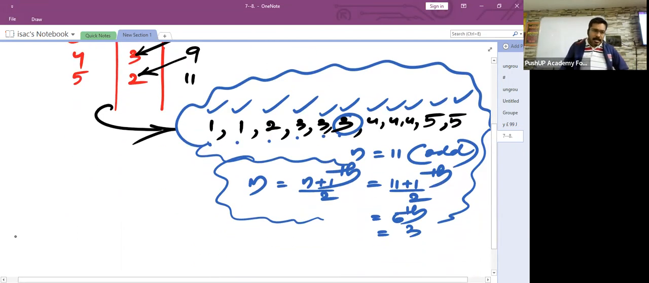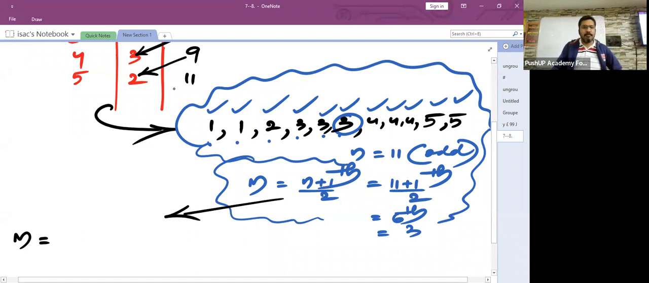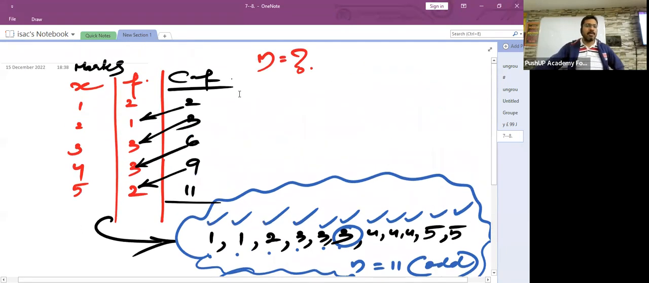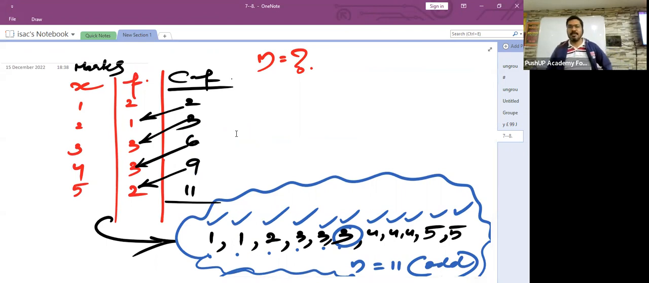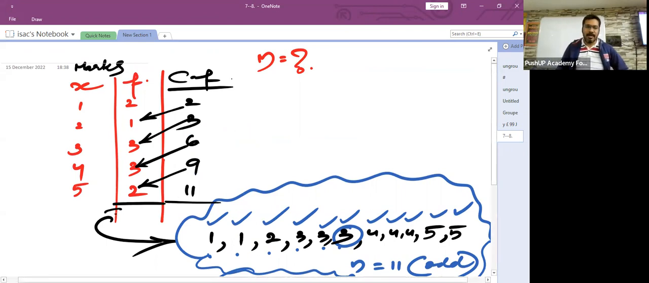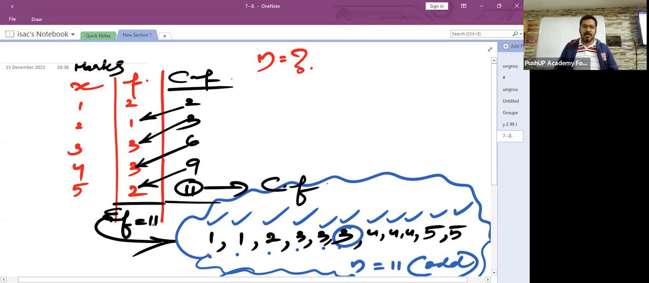Children, in order to find the median value, we have already done it over here, but one more time. What is the total number of students in this question? It is equal to 11. Do you all agree with this? How much is sigma f, children? Sigma f is equal to 2 plus 1 plus 3 plus 3 plus 2. That is equal to 11, isn't it?